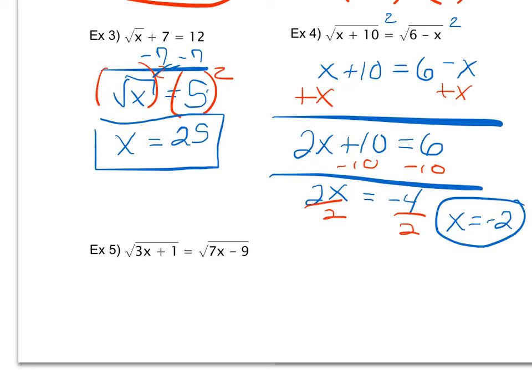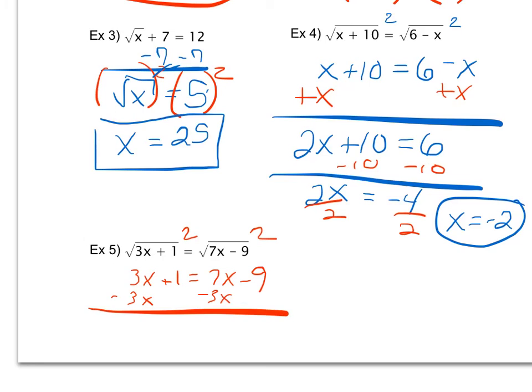Okay, and notice that example 5 is very similar to example 4. The radicals are both already by themselves on each side, so I'm going to go ahead and square, leaving me with 3x plus 1 equals 7x minus 9 because both of my square roots cancel out. I do not want x's on both sides, so I have to move one of my x's. Say I subtract 3x to get rid of the left x, leaving me 1 equals 4x minus 9.